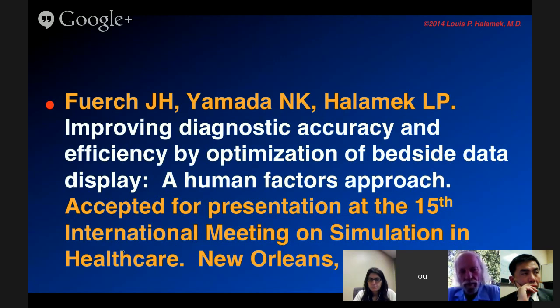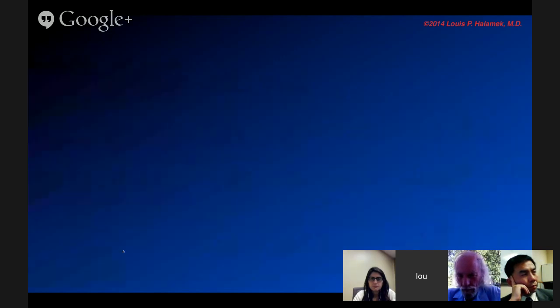It doesn't do you any good to have 10 data streams being presented if you can only interpret 2 or 3 of those at a time. And so Janene is looking at how to optimize the display of data at the bedside, comparing that to what we currently have in our neonatal intensive care unit, and offering some suggestions as to how the data can be displayed to allow people to more accurately and timely make the correct diagnosis at the bedside.